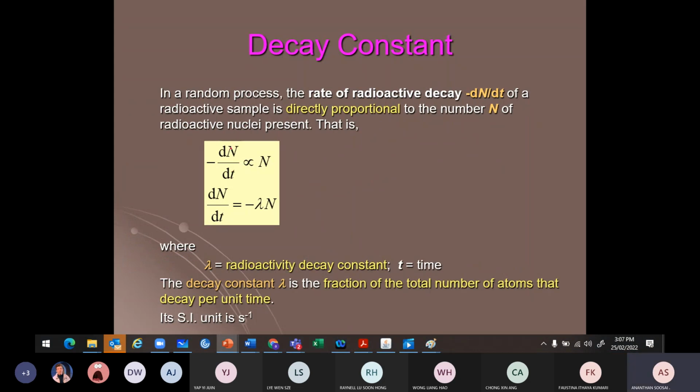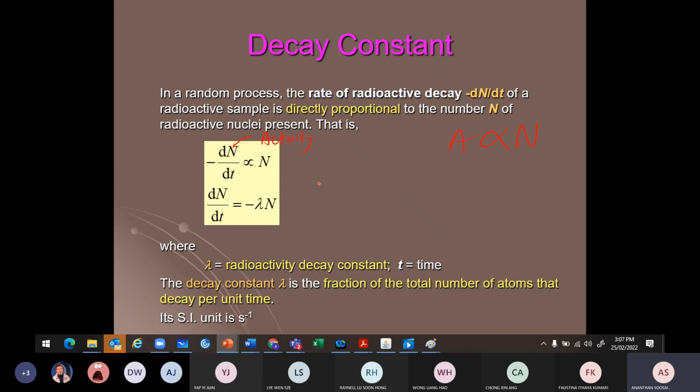The dN/dt is actually the activity. This is your activity, the number of particles that disintegrate per unit time. It's negative because it's always decay. That's why it's negative. So dN/dt is proportional to N. You can say activity is proportional to N.